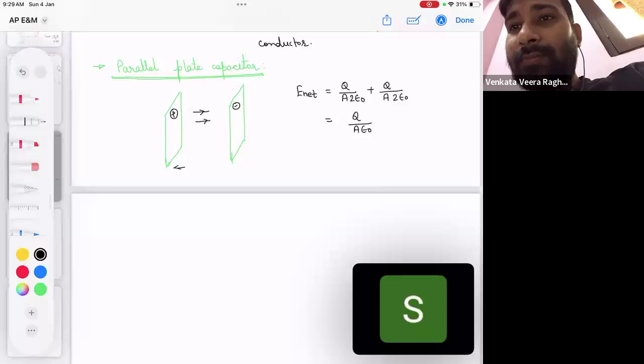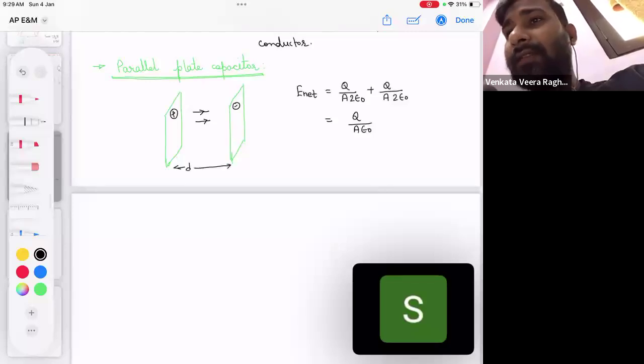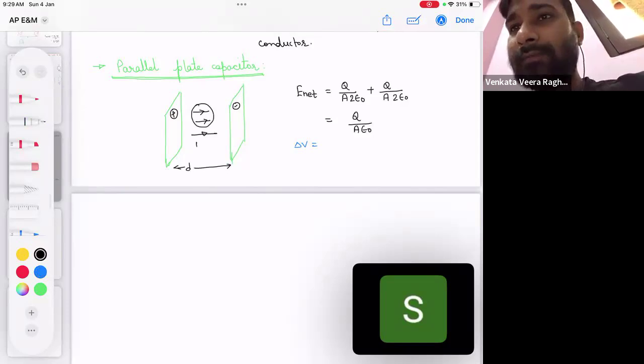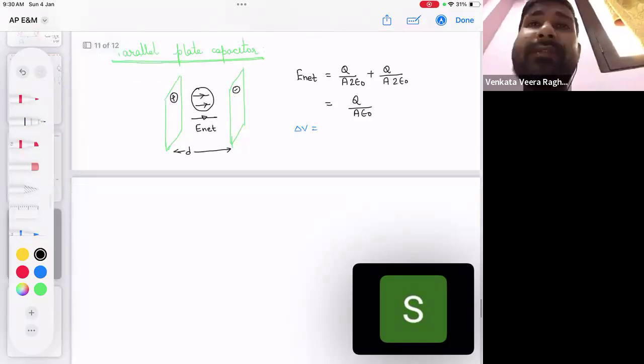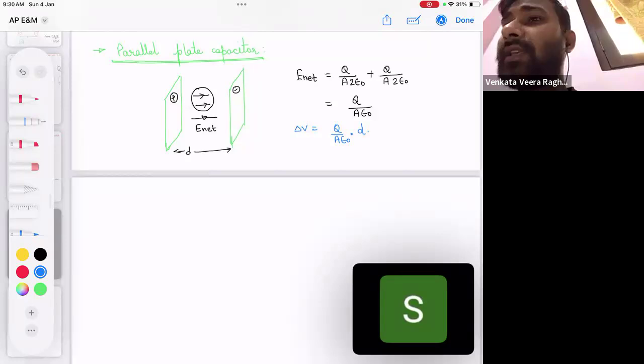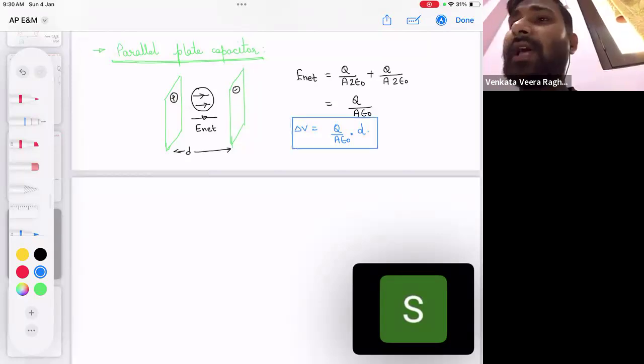And if I say these two plates are separated by d distance, can you tell me what potential difference we have created here? Delta V. Because of these two, we got the net field. With the help of the net field, how do we calculate the potential difference? E dot dr. So how much is the net field we have? Q by A epsilon naught, and the separation between them is dr. So delta V we got it, right? Now delta V is known.